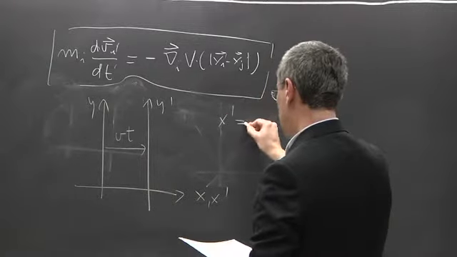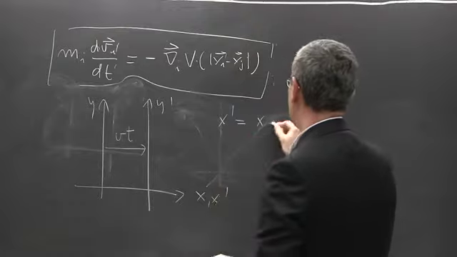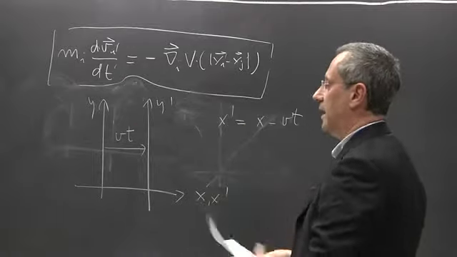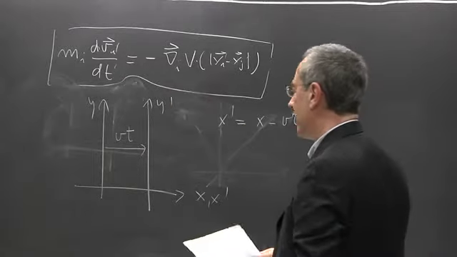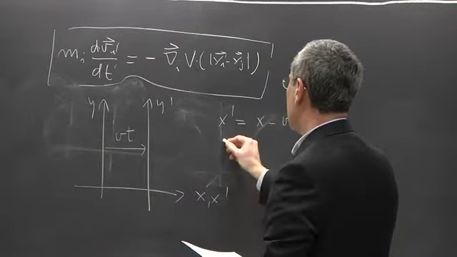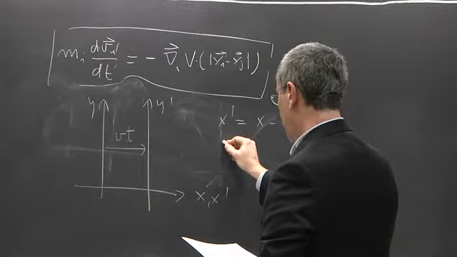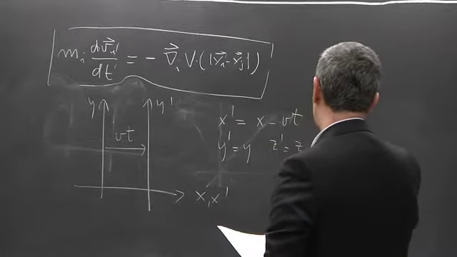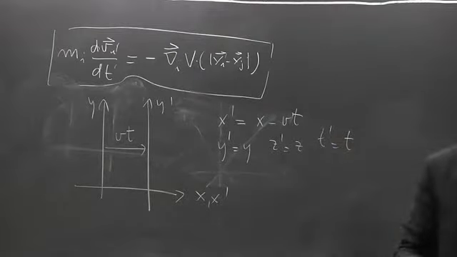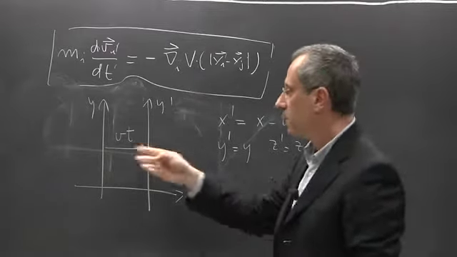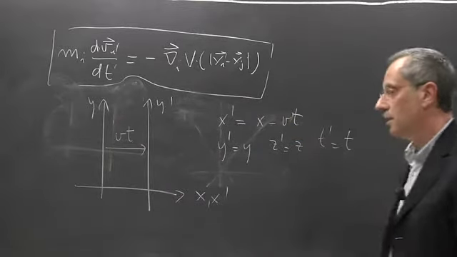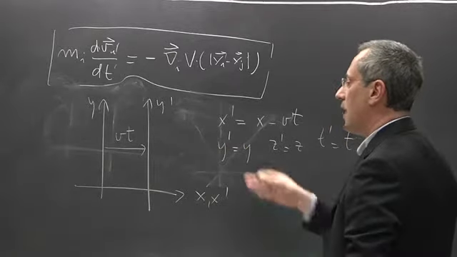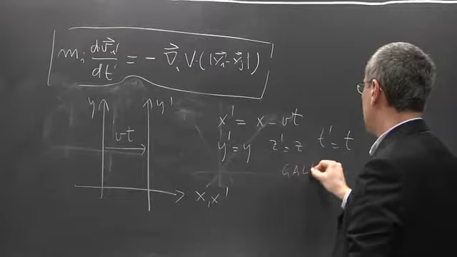That means x prime is equal to what? x minus vt. And v could be a vector pointing in any direction, but let's assume that it points in this direction. Therefore, you see that y remains y, z remains z, and in particular t remains t. This kind of boost, this transformation to a moving frame, and the invariance of Newton's law under it, is called Galilean.